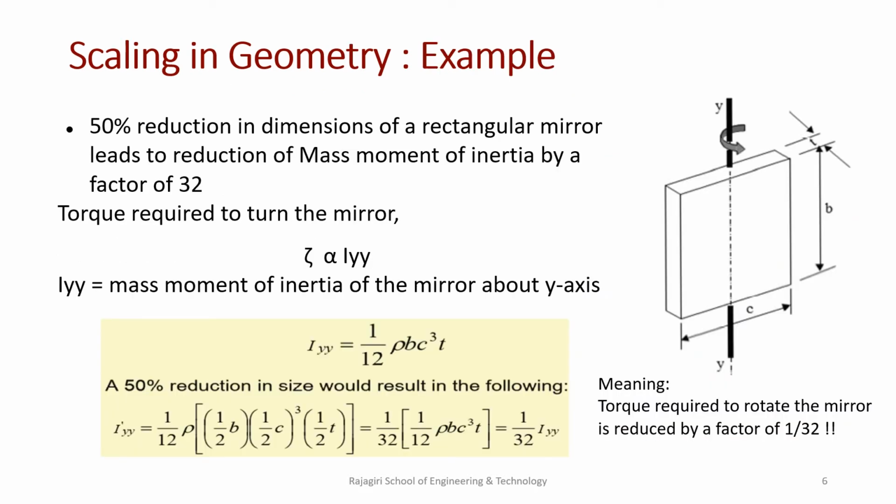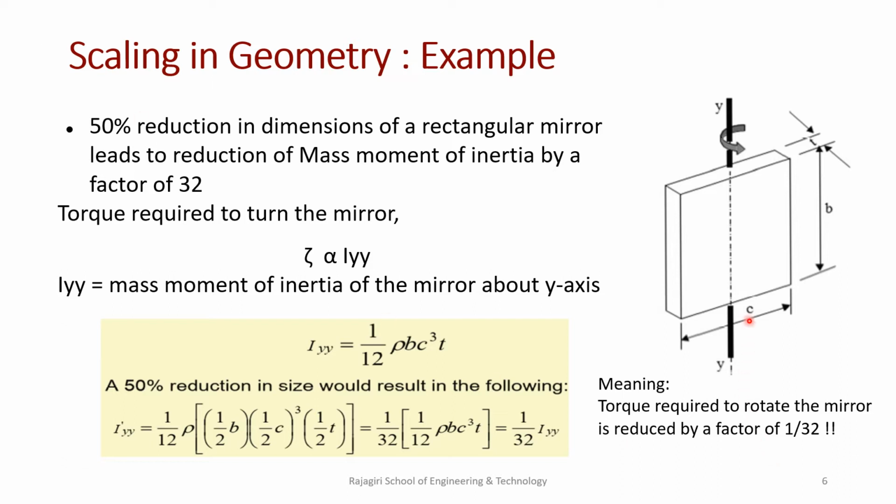Now we will see another example for scaling in geometry. Micromirrors are essential parts of microswitches which are used in fiber optic networks in telecommunication. These mirrors are expected to rotate at a tightly controlled range at high rates. So in this example, we will estimate the reduction of torque required in turning the micromirror when the dimensions of the mirror are reduced by 50%.